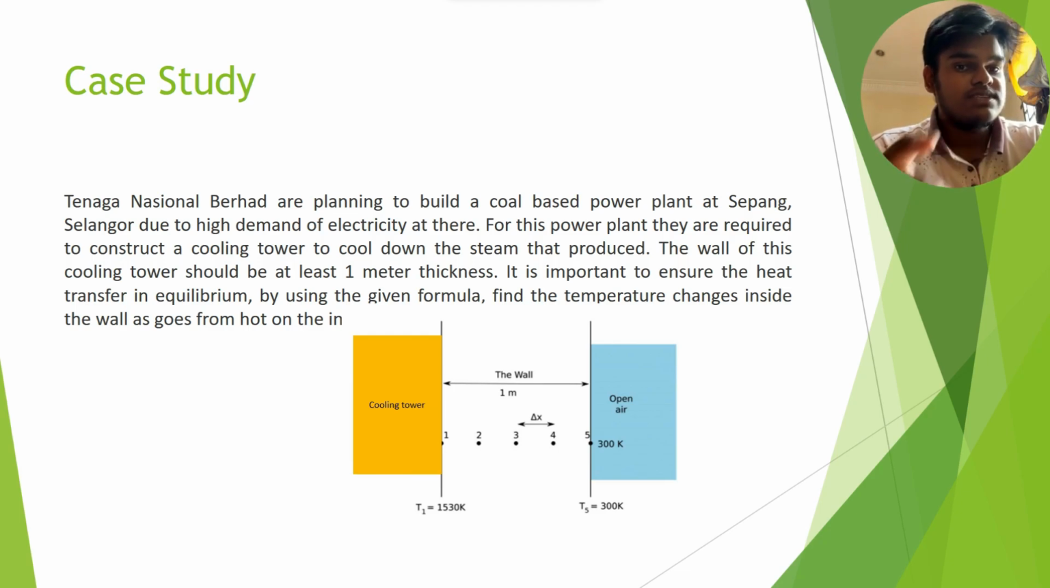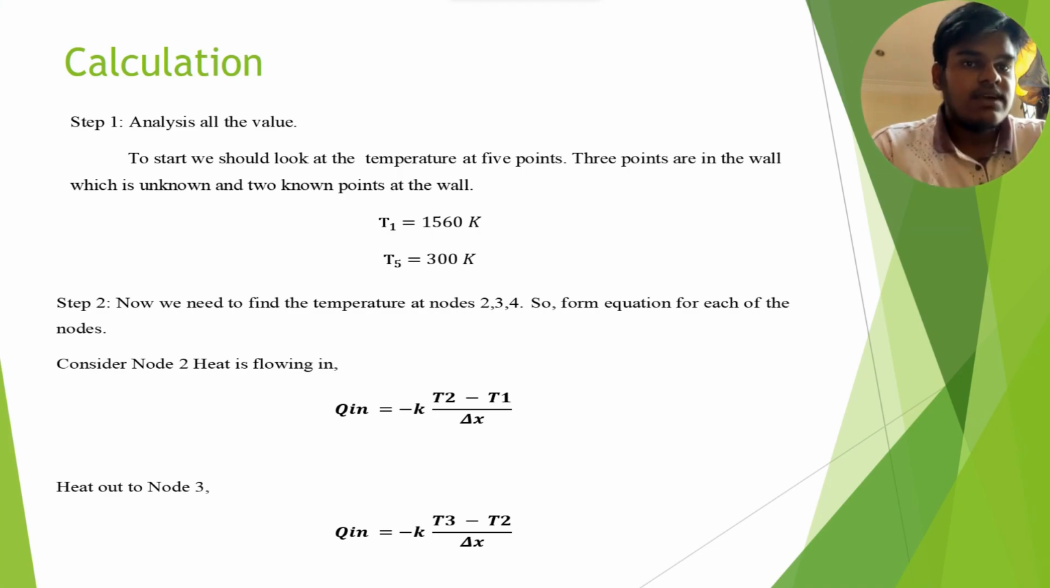Find the temperature changes inside the wall as heat passes from the cooling tower to the open air. As we can see here, the first step we should do is analyze all the values. As we know from the question, the initial temperature and final temperature are already given. So for now, we have to find the temperature at nodes 2, 3, and 4. For this, we should form an equation for each node.